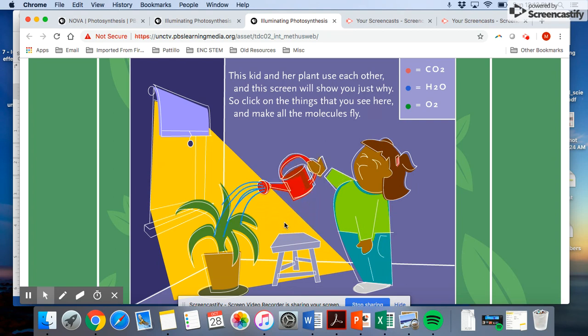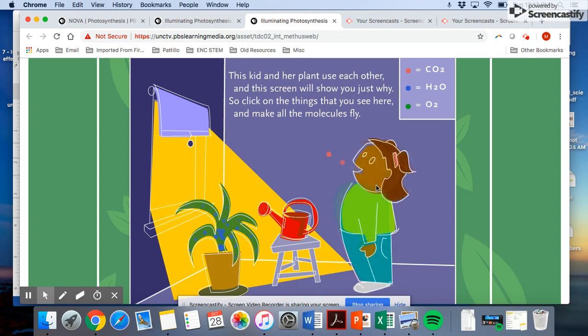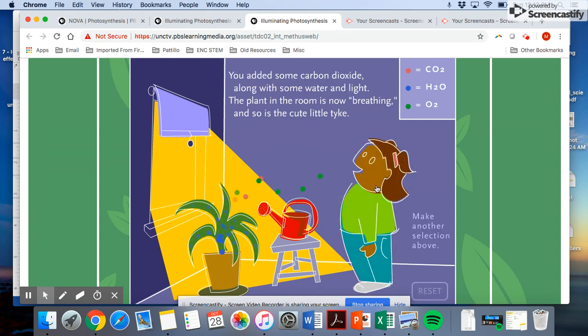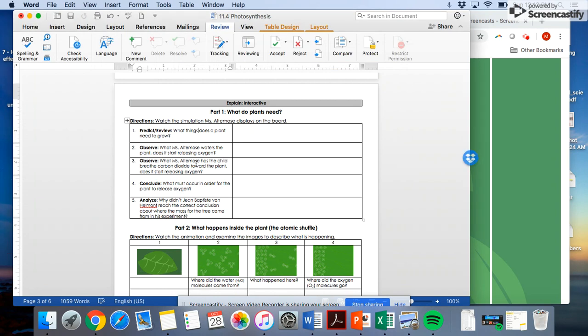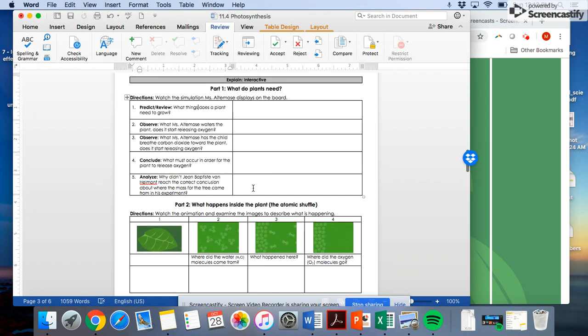Similarly, if I water the plant and have the sunlight, we have water flowing through the plant, but we still don't have oxygen being released. The only way to have oxygen released is to have carbon dioxide, water, and sunlight all coming into the plant. And so those are actually the starting materials that plants need in order to do photosynthesis.